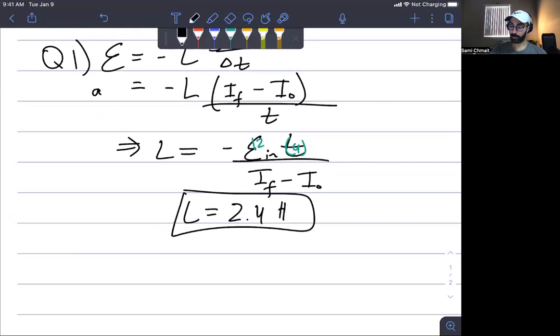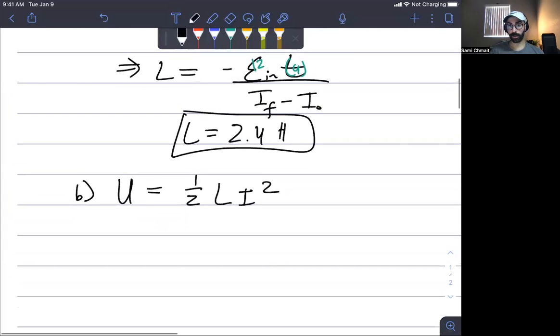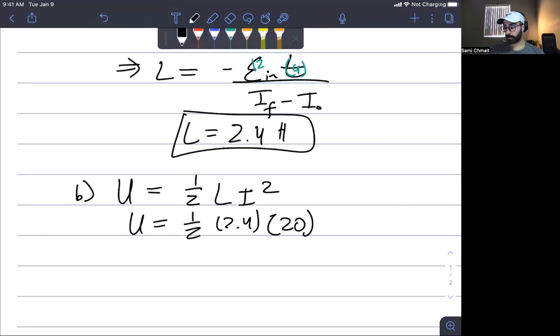It's part B. And in part B, we're asked to determine the energy stored, so that's U. And U is equal to 1/2 L i squared. We just solved for L. We're given the current, 20. And now we can solve for the energy stored in there. So U is equal to 1/2 times 2.4 times 20 squared. U is equal to 480.